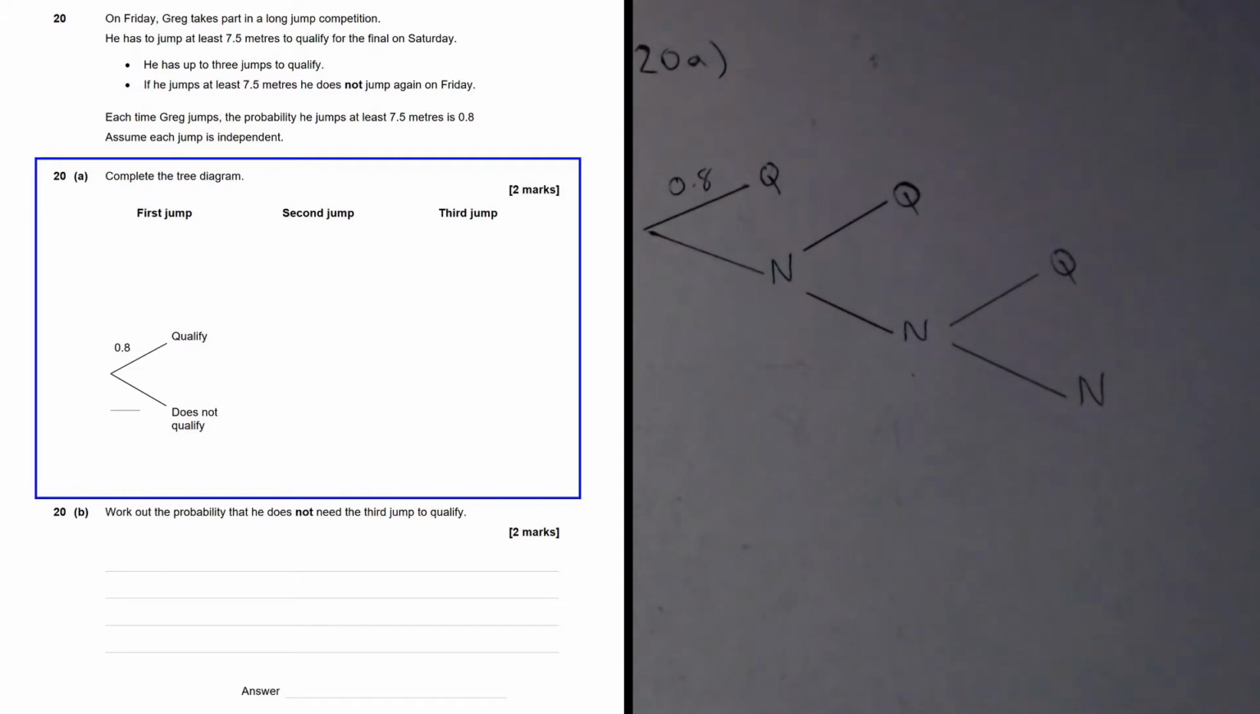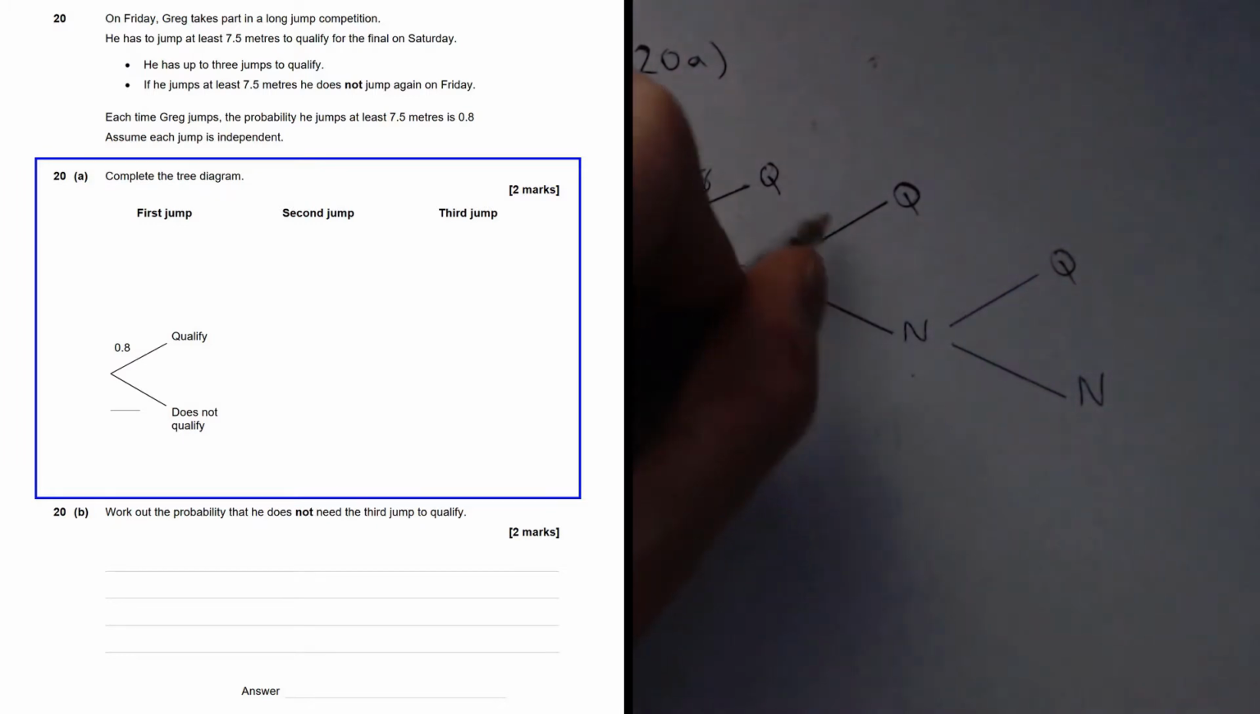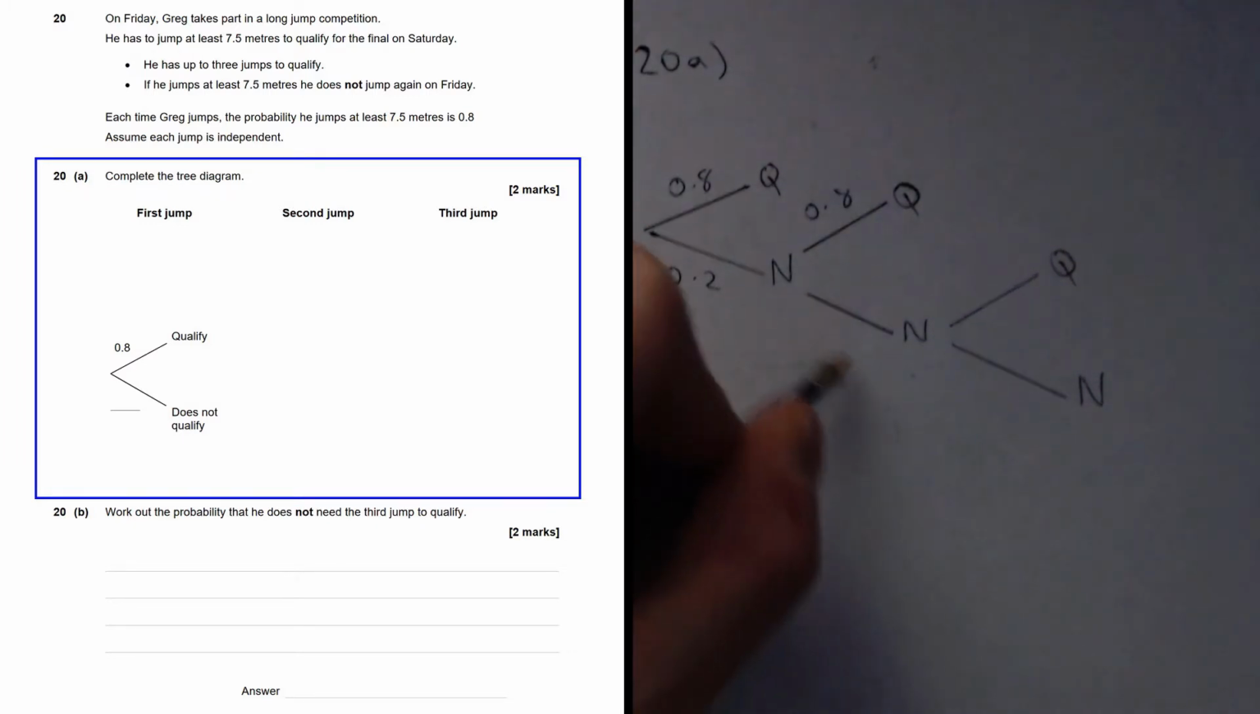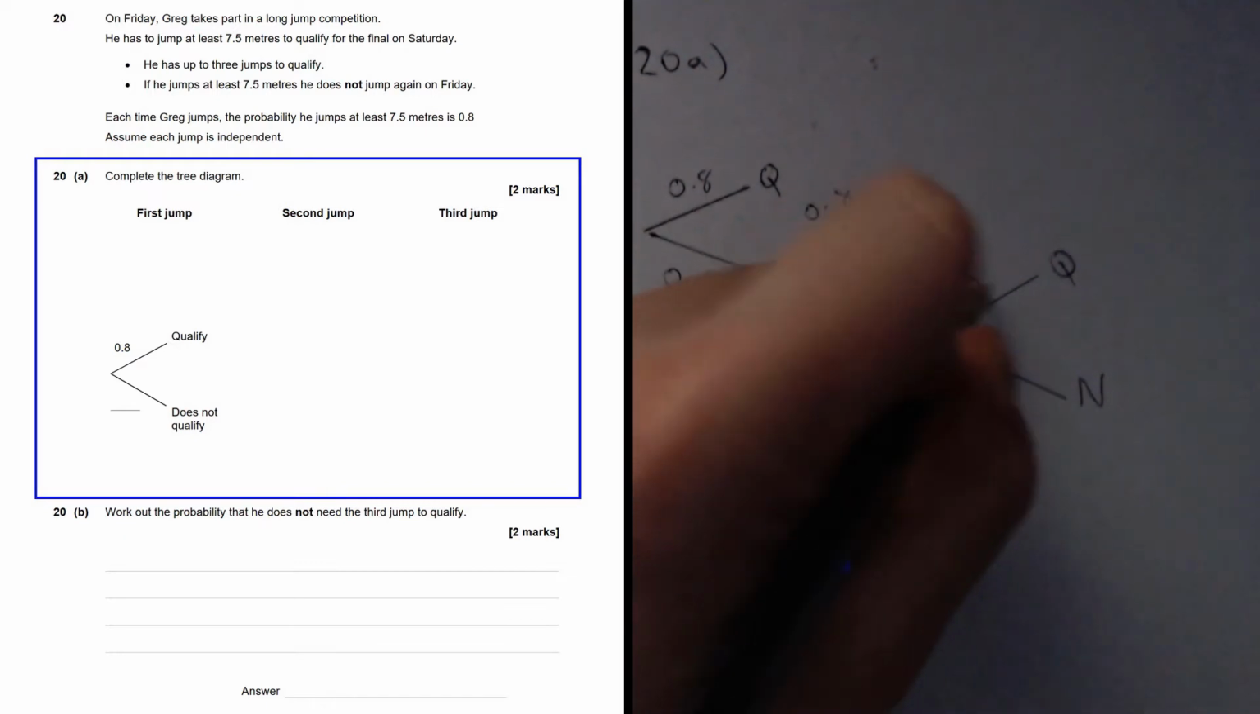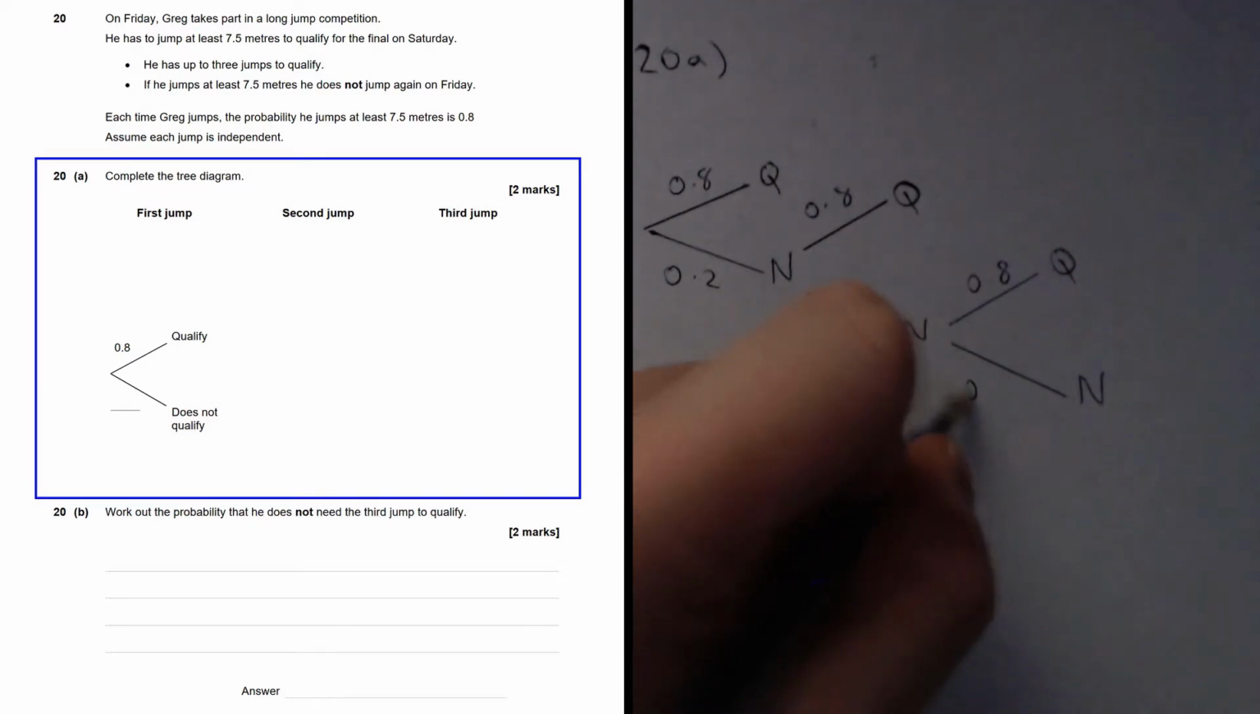So let's complete the diagram. If the probability on the first jump of him qualifying is 0.8, then the probability of not qualifying is 0.2. Remember, probabilities add to 1. He can either qualify or not qualify. There's no other possibility there. Now the jumps are independent, and we're told that his probability of jumping at least 7.5 metres is 0.8. So that's going to be a 0.8. That's going to be 0.2, that's going to be 0.8, and that's going to be 0.2.